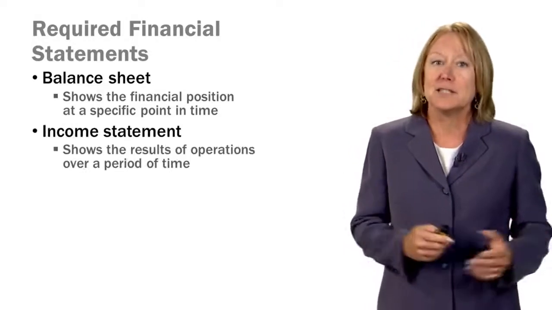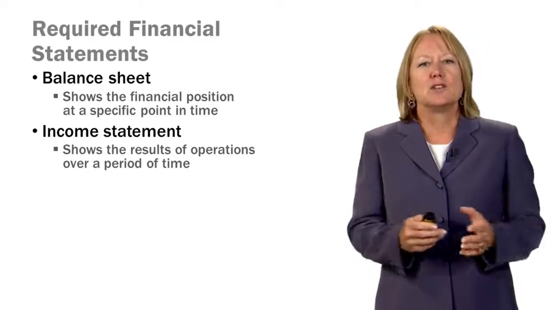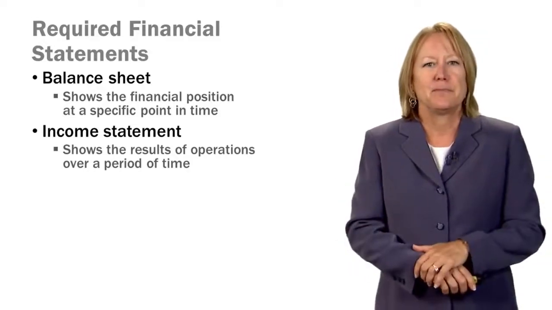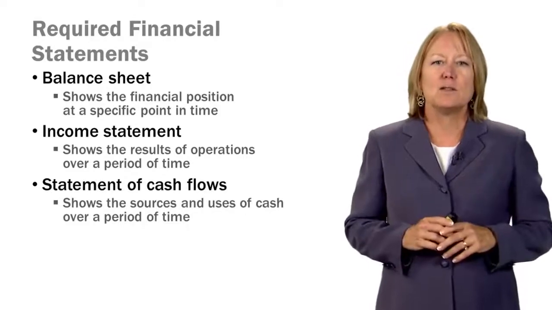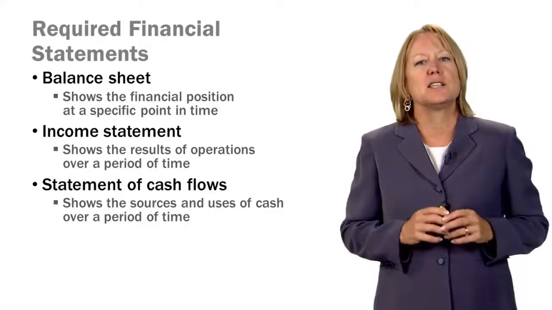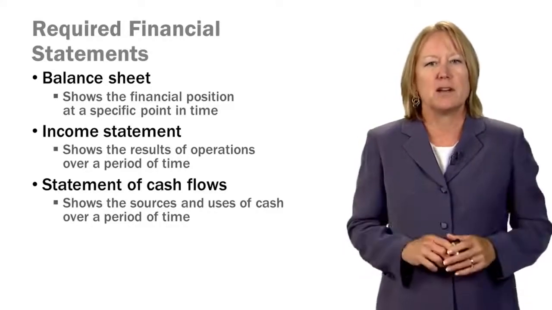Then there's the income statement. The income statement shows the results of operations over a period of time. The statement of cash flows, again, shows something over a period of time. It shows the sources and uses of cash over a period of time.